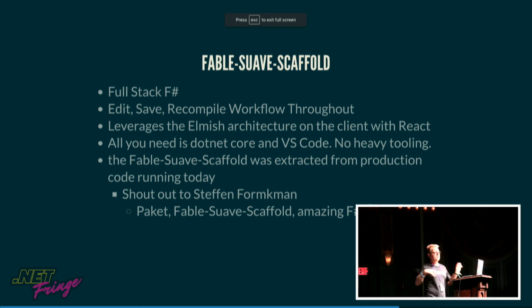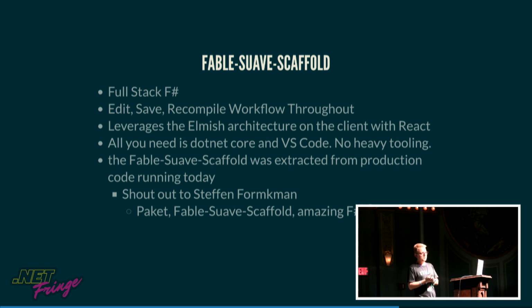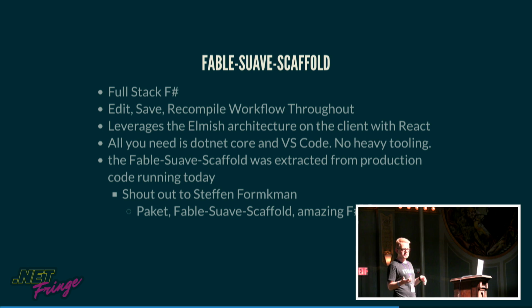All right, so we've reached the point where all of these little tools we talked about intersect. And that's the Fable Suave Scaffold, which is an open source GitHub project based on real life production code. So this isn't some ivory tower idea like, hey, use these things together and see what happens. People are using this to make productive real business applications. It encourages an edit, save, recompile workflow, which is what I was referring to with hot reloading. This specific example, and you don't have to do it this way, leverages the Elmish architecture on the client with React also. You can also use React Native if you're doing mobile apps.